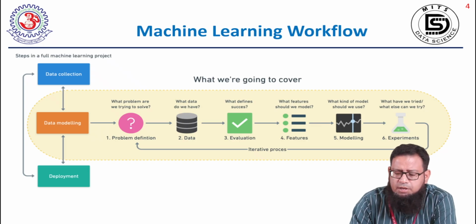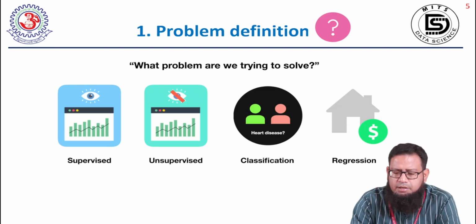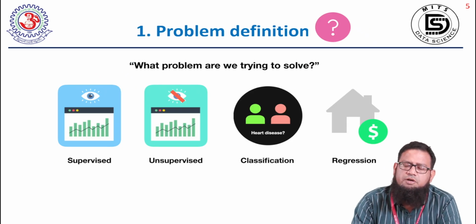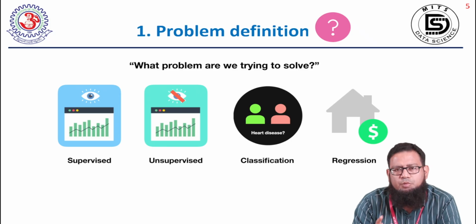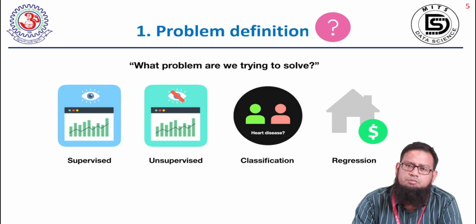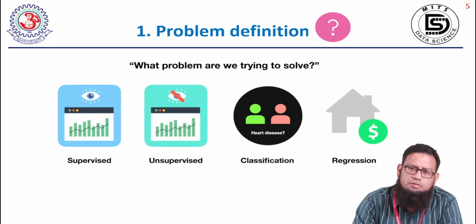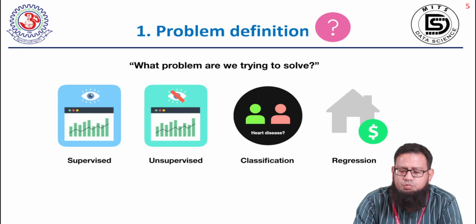Now let us discuss each one of them, one by one. First, problem definition. You need to have a very clear picture of what type of problem we are solving. I have given only two types; in machine learning books, most authors give four types. Let us just stick to the first two: one is supervised learning, and the second is unsupervised learning.